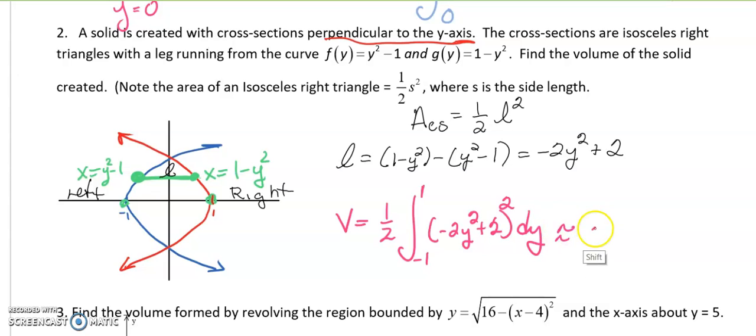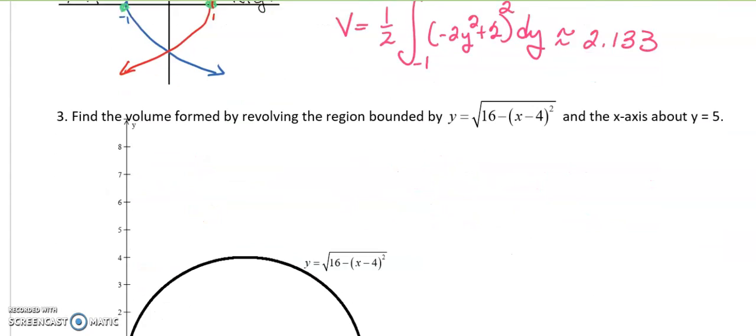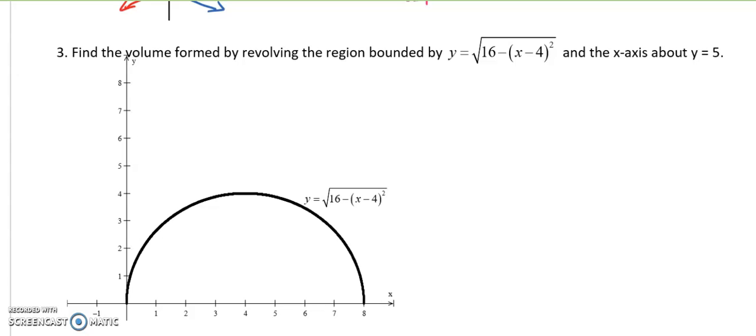We do get approximately 2, 3. Okay. In this one, I've already provided you the graph. This is a more complicated graph, a semicircle with the center at (4, 0). We're now going to take this semicircle and revolve it around a horizontal line, y equals 5. So the first two problems came from section 8.2, and now we're moving into 8.3.